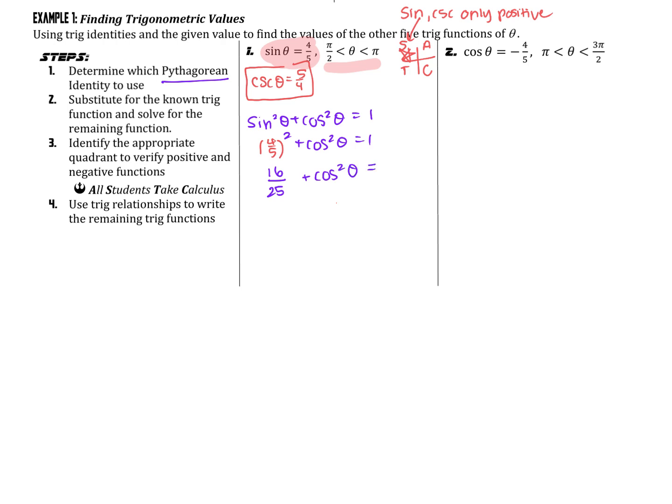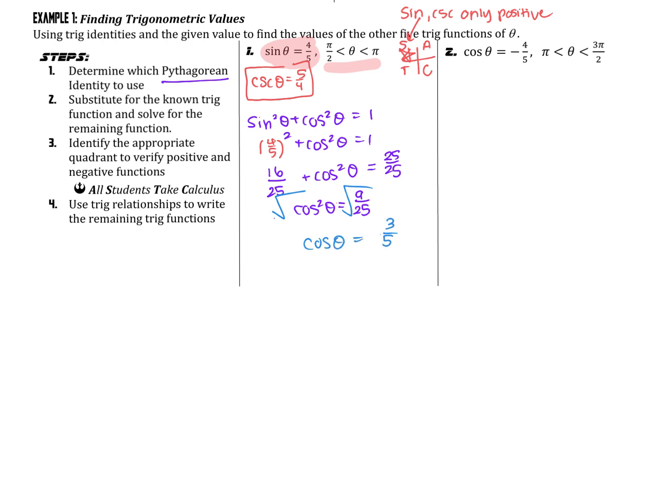Since I know eventually I'm going to have to move this to the other side, I'm going to go ahead and rewrite 1 as 25 over 25 so that I have a common denominator. Then I'm going to subtract 16 over 25 from both sides. So 25 minus 16 is going to give me 9 over 25. If I square root both sides now, I'm going to get that cosine of theta is 3 over 5.